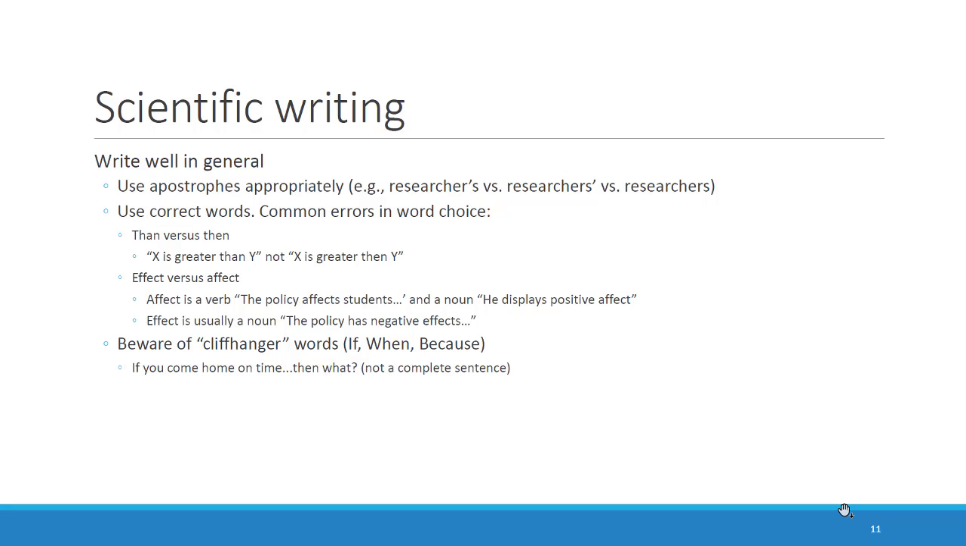Make sure that you're using your apostrophes correctly. For instance, researcher's, that first one, is possessive, the researcher's pen, versus researchers', which is a plural possessive, meaning many researchers' pen, we all share a pen, versus researchers. Researchers has, without an apostrophe, is not a possessive term, simply a plural term.